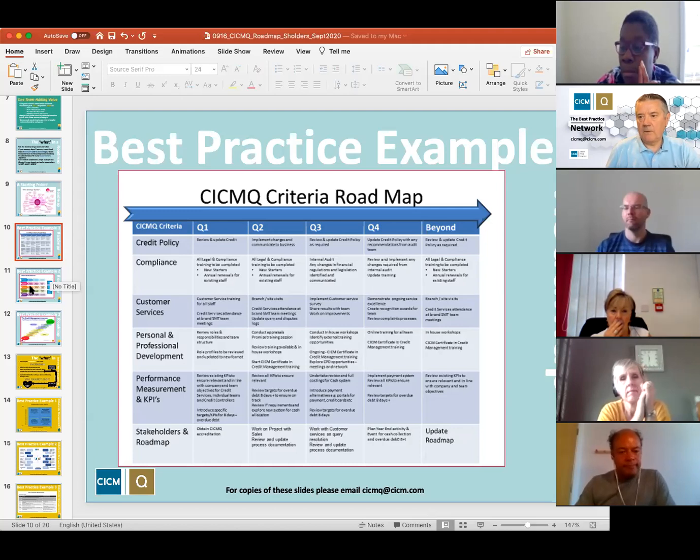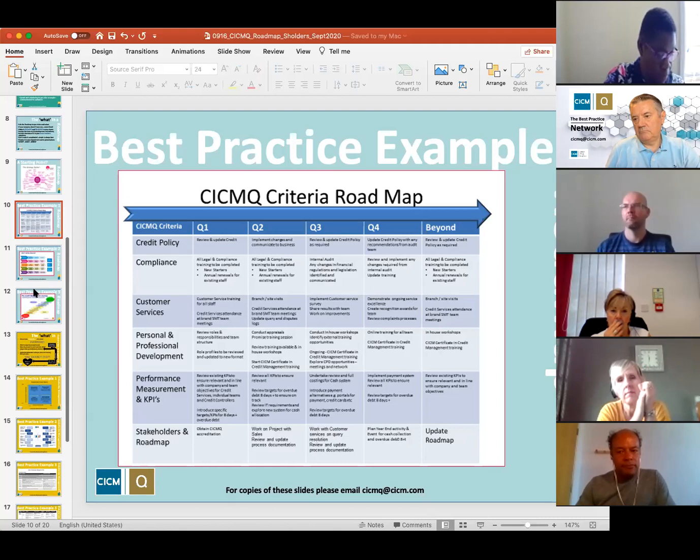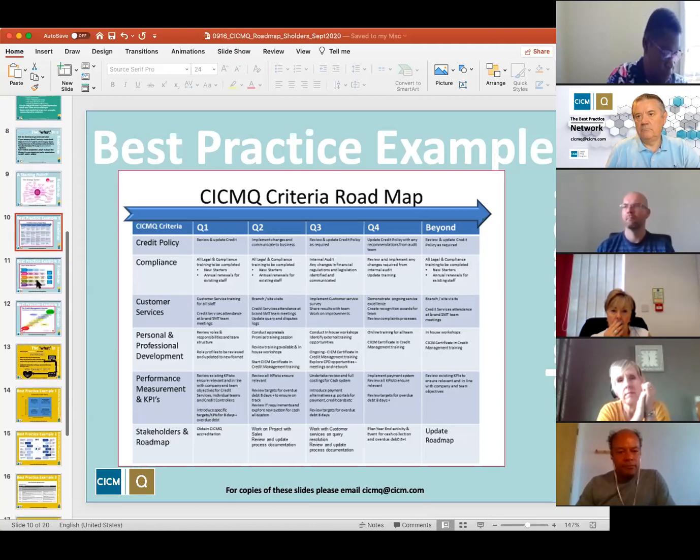And of course, beyond is updating your roadmap. So really nice and visual, very simple, and the client that used that type of thing had that on everybody's desktop as one of the parts that they opened.